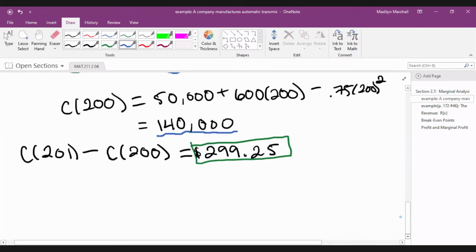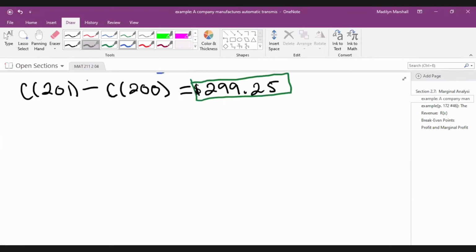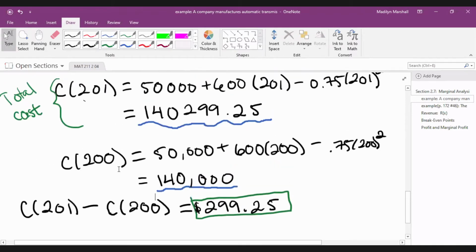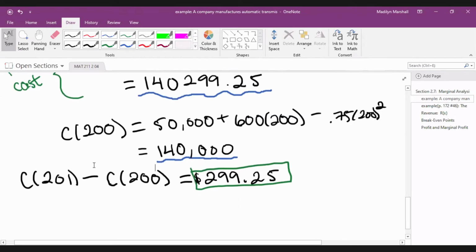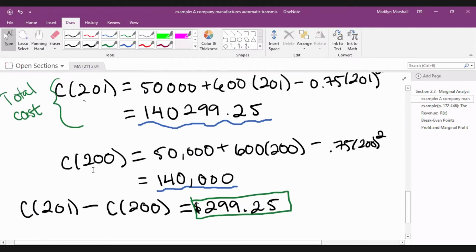And so based on that calculation, each transmission that was within the 200 was $700 apiece. You take the 140,000 divided by 200. So the cost is changing though. The cost for each transmission is changing. So if we did the same analysis for the cost of the 101st transmission, it's going to be a different value. And so each transmission is going to be changing. The cost of each additional transmission is changing.